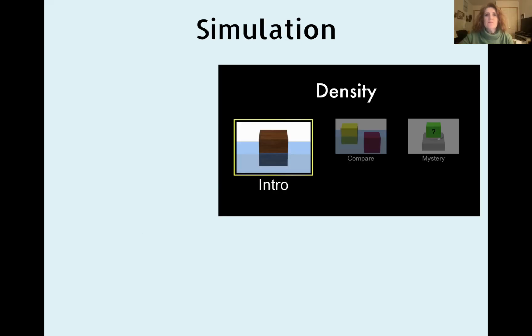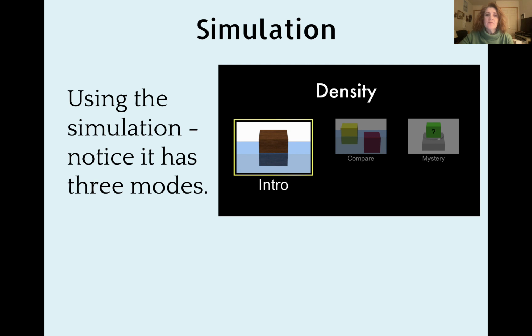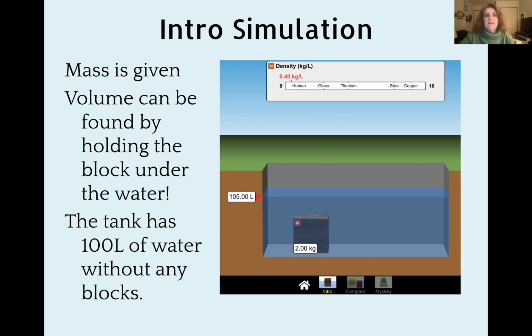So part of your assignment today will be using a simulation. It does have 3 modes, so you do need to be familiar with each one. In the intro to the simulation, everything is given to you. The mass is given generally on the block. The volume can be found by holding the block under the water. The tank has an empty volume of 100 liters. So by putting a block under it, you can actually just subtract to get the volume that the block takes up. Kind of like you getting into a bathtub. You make the water level go up, so does the block.